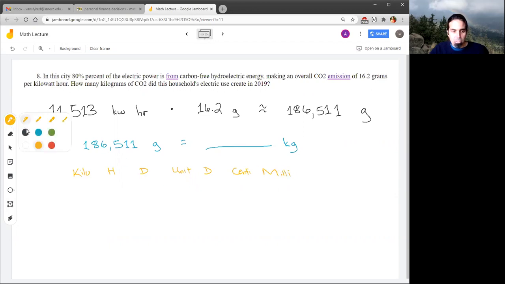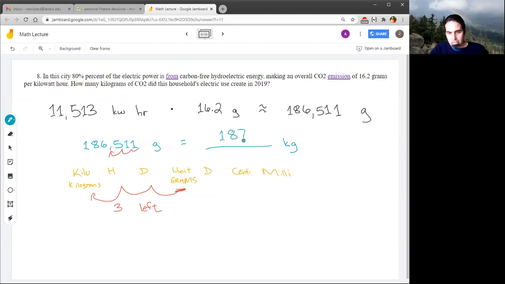So we're going from the plane unit, grams, all the way up. You had it right the first time. So starting at the plane unit, going up to kilograms was 3 to the left, which would be right here. So 1, 2, 3. So our answer is about 187. I should mark that I'm rounding kilograms.